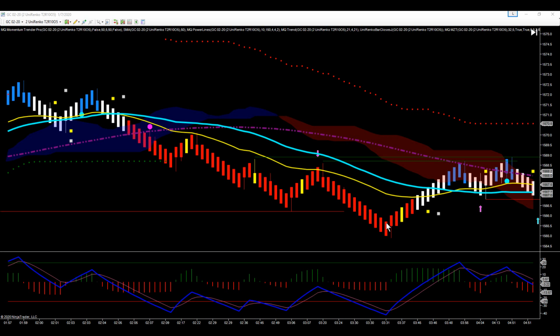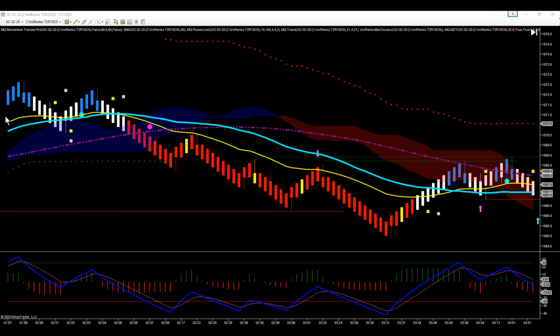Let's take a look at how we were trading gold this morning. Gold was kind of odd this morning. Our higher time frames were giving us absolutely nothing. We didn't have any really clear direction off our higher time frames. So we just traded the Unirenko chart based on price action.